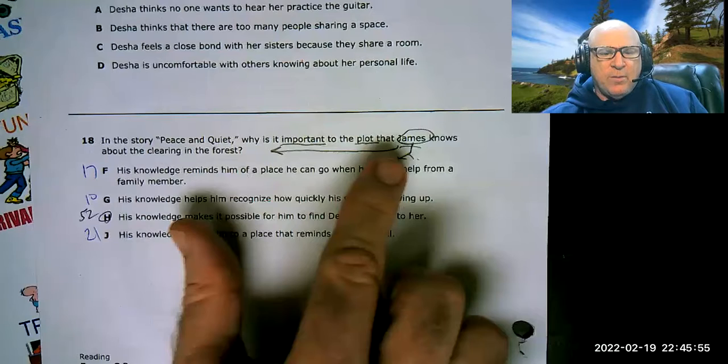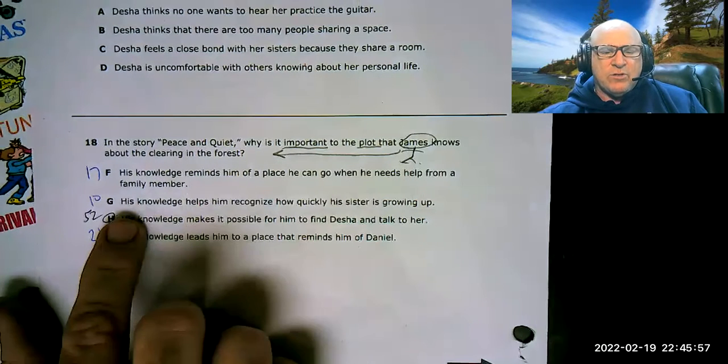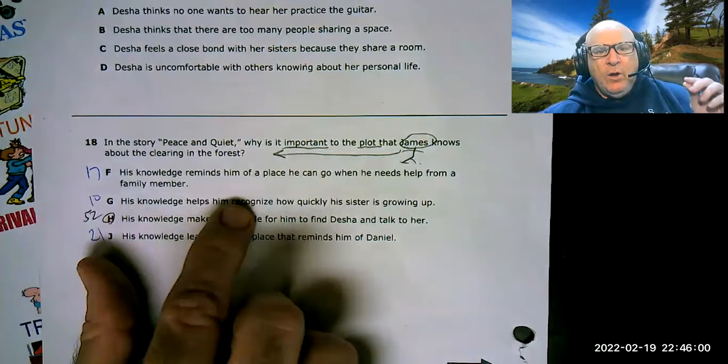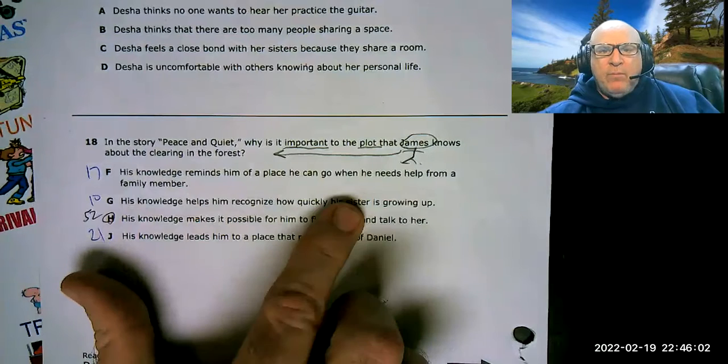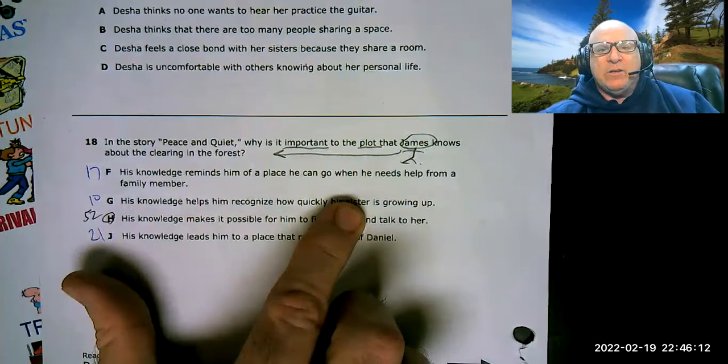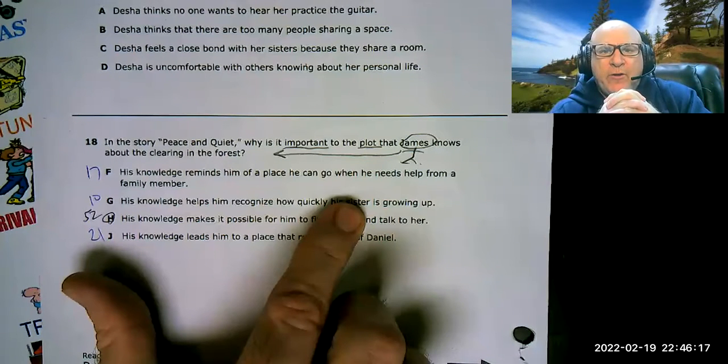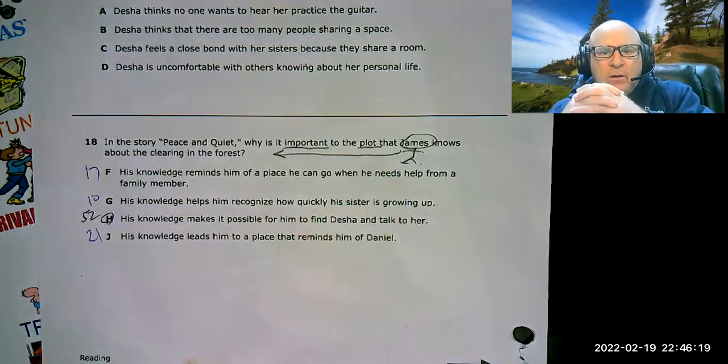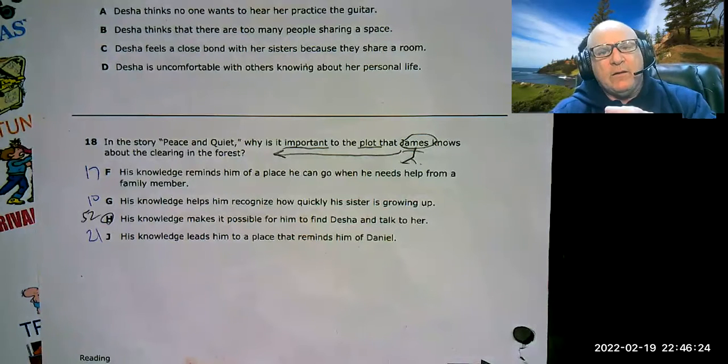G, his knowledge helps him recognize how quickly his sister is growing up. When I told you the problem, it had nothing to do with growing up. It had to do with, why can't people leave me alone? Why can't I have my own space where no one's going to bother me? And we find out when her conversation with her brother begins that he has his own room because their other brother, Daniel, has moved out.